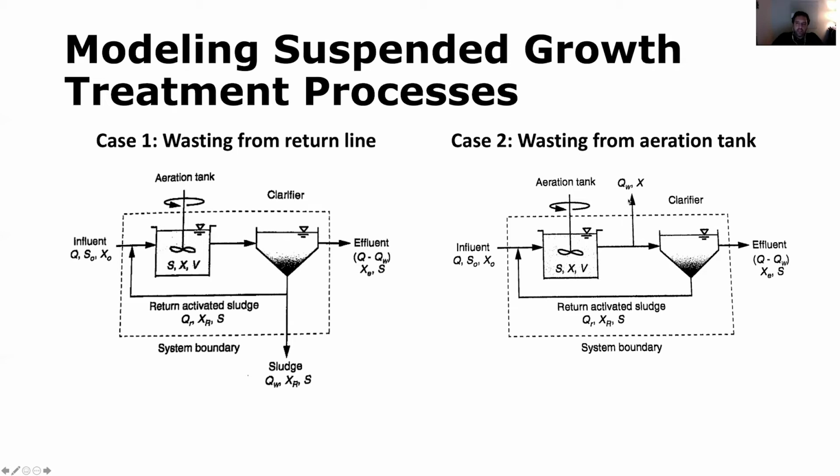Why? Because what's leaving the system as X here, in case 2, is equal to the mixed liquor concentration X in the aeration tank. But in case 1, what's leaving the system is X sub R, which is higher than the concentration in the aeration tank, because it's already gone through the clarifier, further concentrating the biomass in the sludge. So you're going to have a higher concentration leaving the system here, a lower concentration leaving the system here, and that is going to make the mass balance equations slightly different between these two cases.